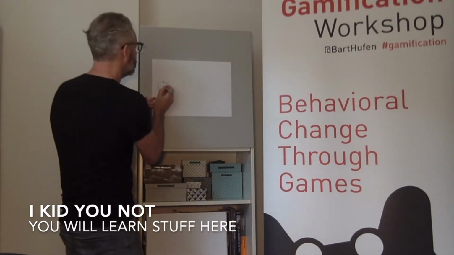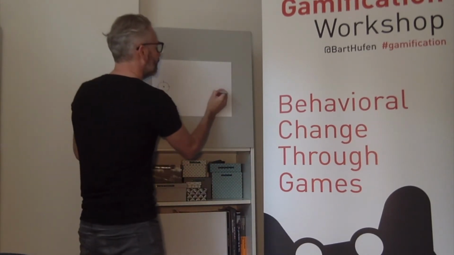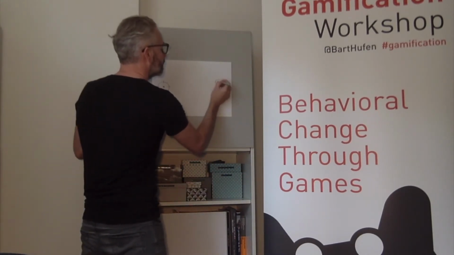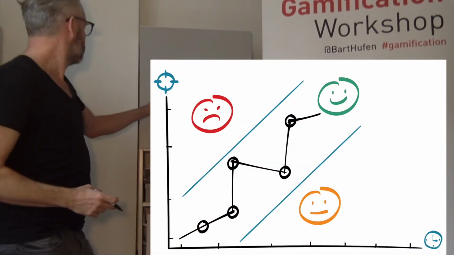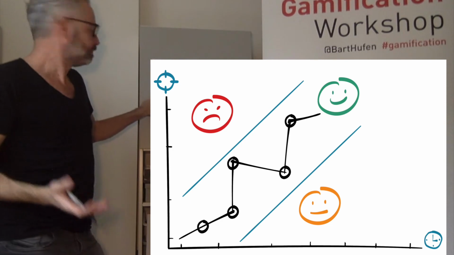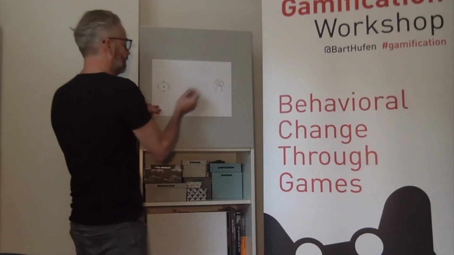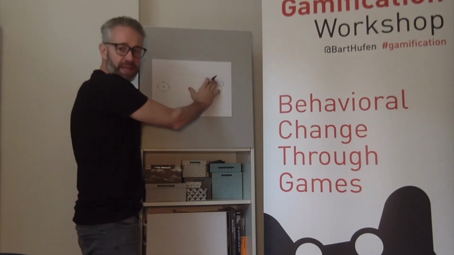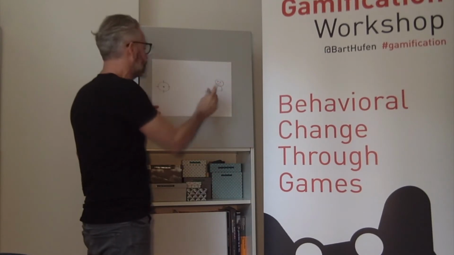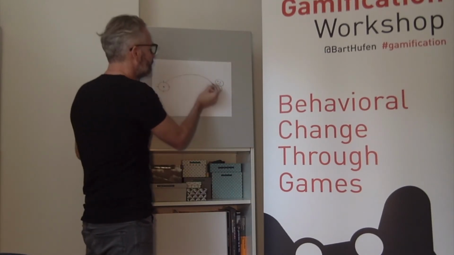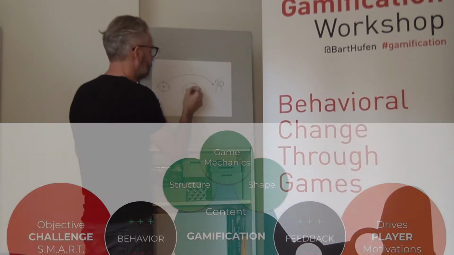So on one hand, we have the client that has a certain objective. On the other hand, we have a target audience. And the target audience needs to do something that they don't want to do, otherwise they would have done it. But the organization wants them to do that. So they want to change that behavior. Now, there's a big gap to bridge, as you can see, because on one hand we have the company, on the other hand we have the target audience. And to bridge the gap, we need to develop a gamification concept.